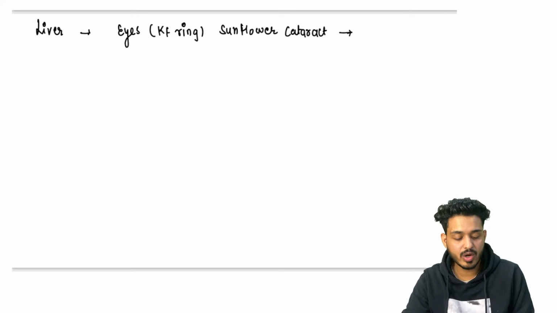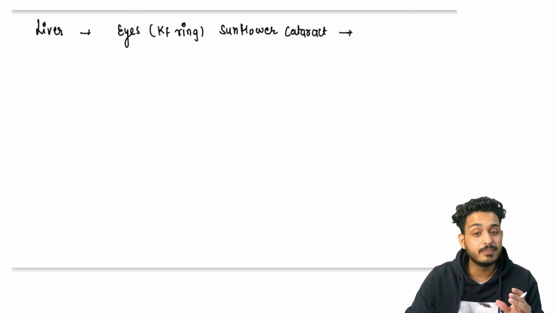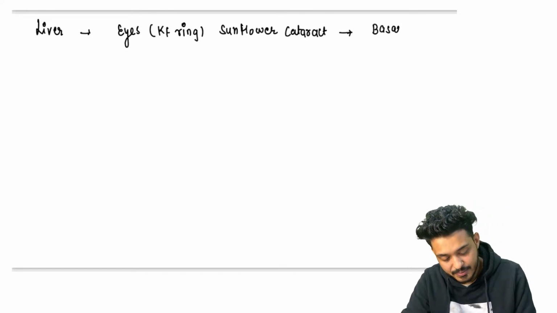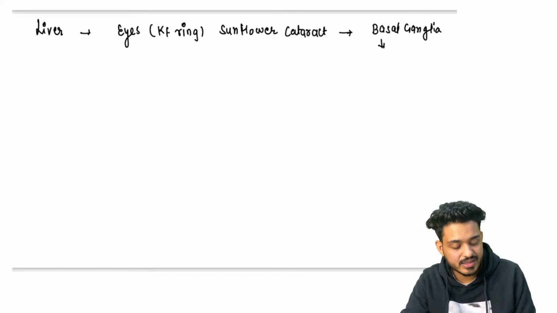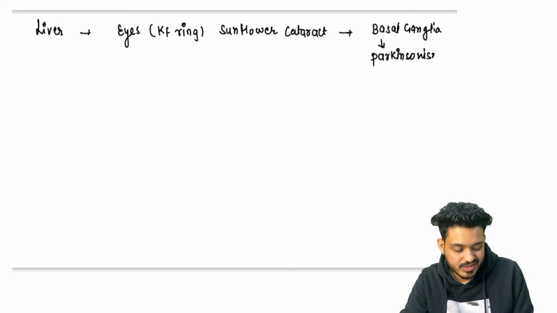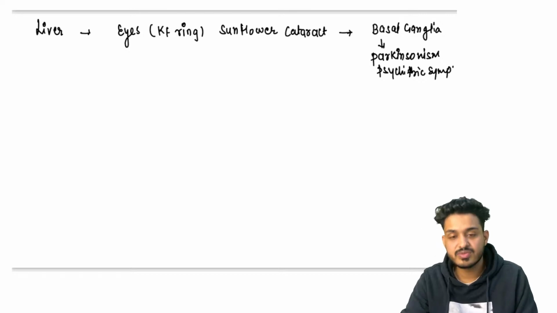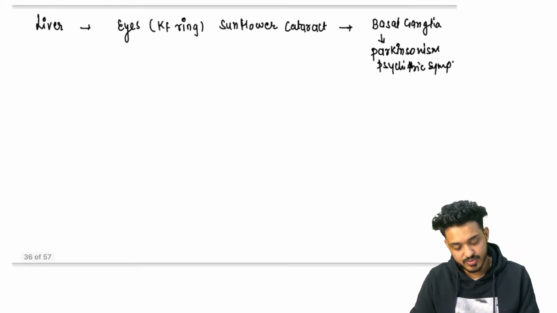And after the involvement of eye, it will be going to the brain. In which part of the brain? They have asked you, in the basal ganglia, right, and that is going to produce the symptoms of Parkinsonism and some psychiatric diseases also. The symptoms of Parkinsonism will come and psychiatric symptoms will also be there.